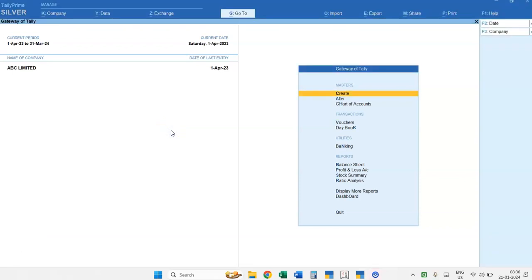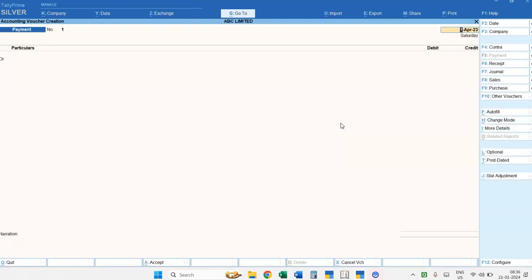Hello friends, in today's session we are going to discuss how to book the receipt entry in TallyPrime 4.0. For the purpose of booking the receipt entry in TallyPrime 4.0, you have to select the voucher option from your Gateway of Tally. So here there is the voucher option. You can simply press V from your keyboard for the purpose of selection of voucher option.